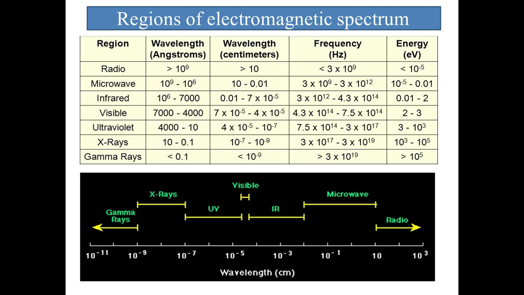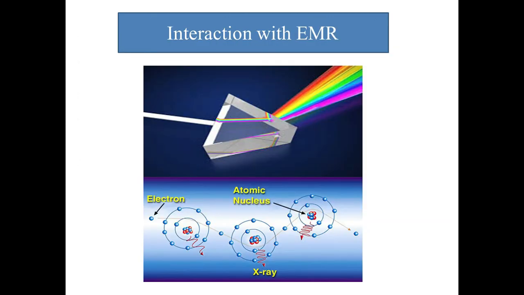These are the regions of the electromagnetic spectrum, with wavelength in Angstrom and centimeter, frequency in hertz, and energy. Here the image shows the visible region, the radio frequency region, and the IR region. The microwave region is 10 to the power minus 1, the IR region is 10 to the power minus 3 to 10 to the power minus 5, and gamma rays are 10 to the power minus 9 to 10 to the power minus 11. So this is the total electromagnetic spectrum.